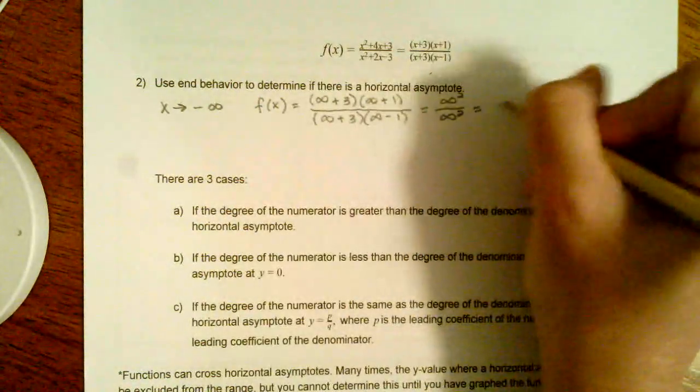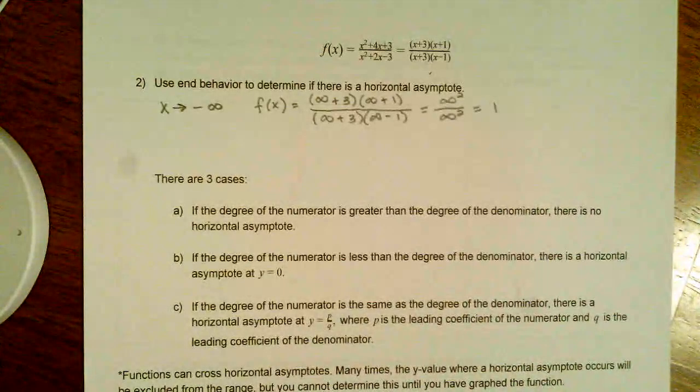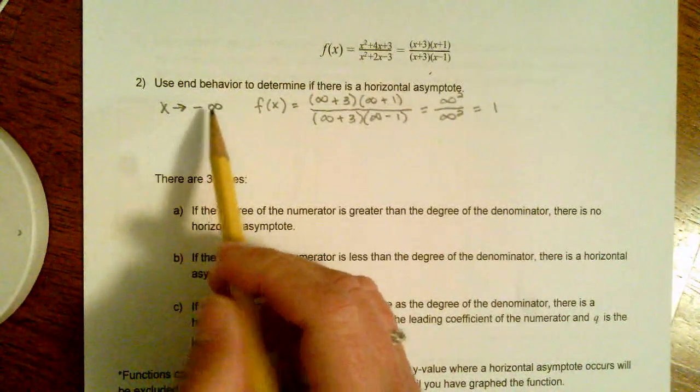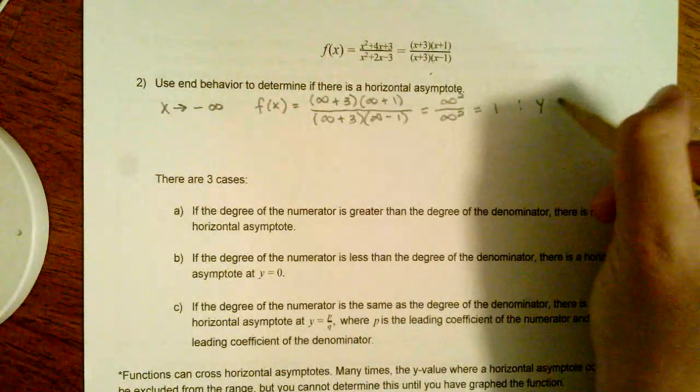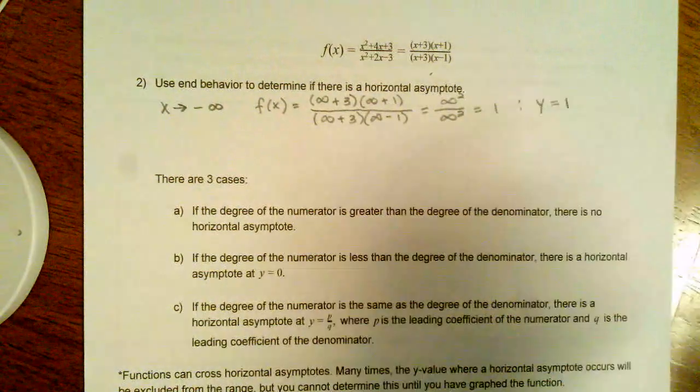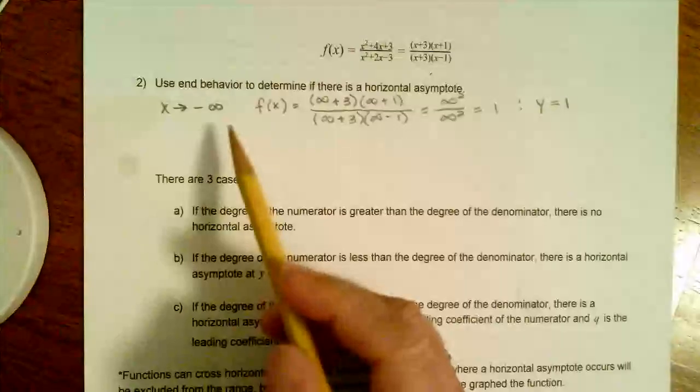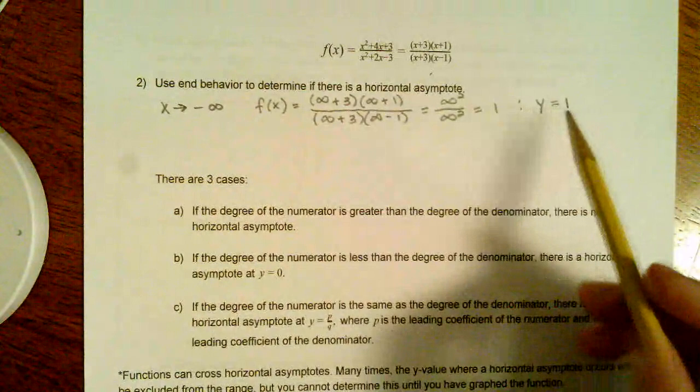which is 1. Okay, so as our graph goes to negative infinity, f of x, which is the same as y, goes to 1. Okay, so we are going to have a horizontal asymptote at y equals 1.